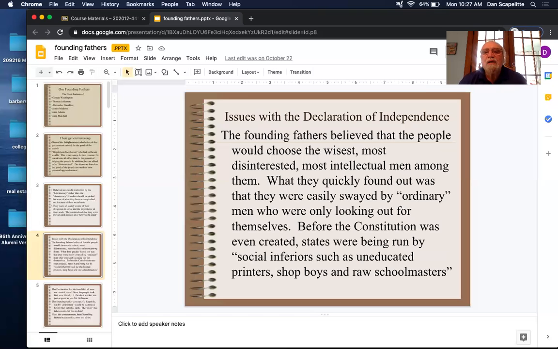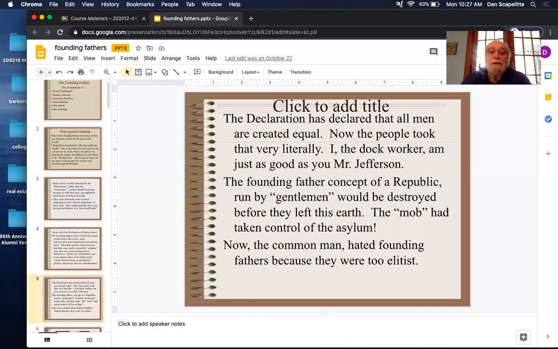What they quickly found out was that they were easily swayed by ordinary men who were only looking out for themselves. And before the Constitution even was created, states were being run by what Madison called social inferiors, such as uneducated printers, shop boys, and raw schoolmasters. So in other words, this concept that the Founding Fathers came up with is not working very well. As Madison said, the mob had taken control of the asylum, the common everyday guy.